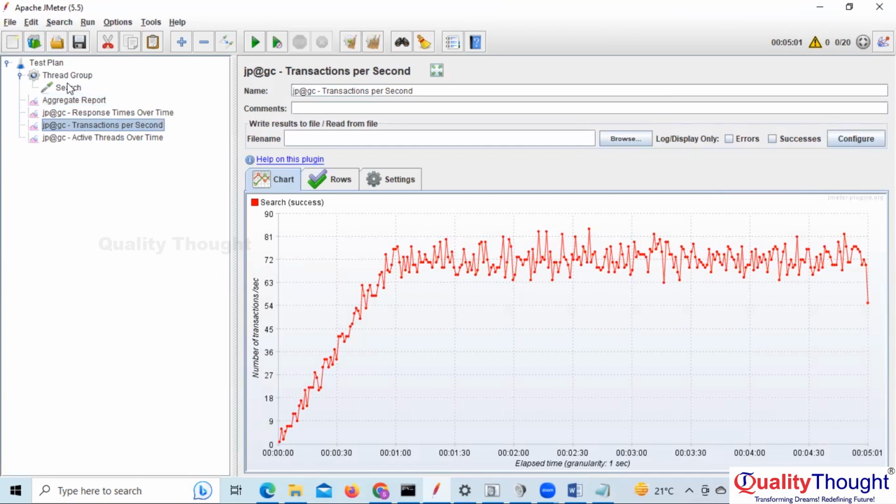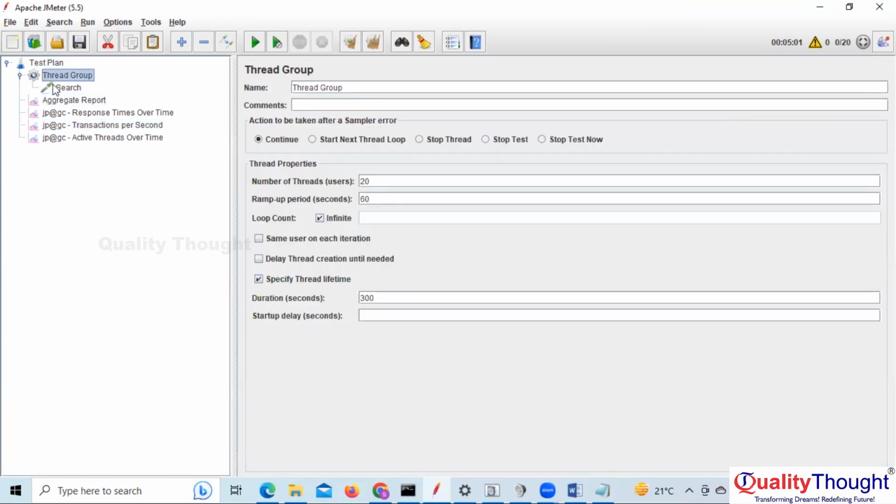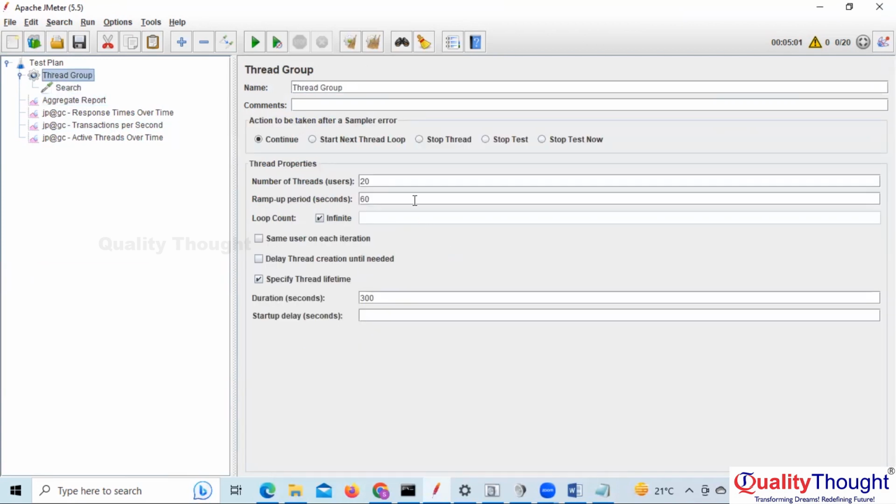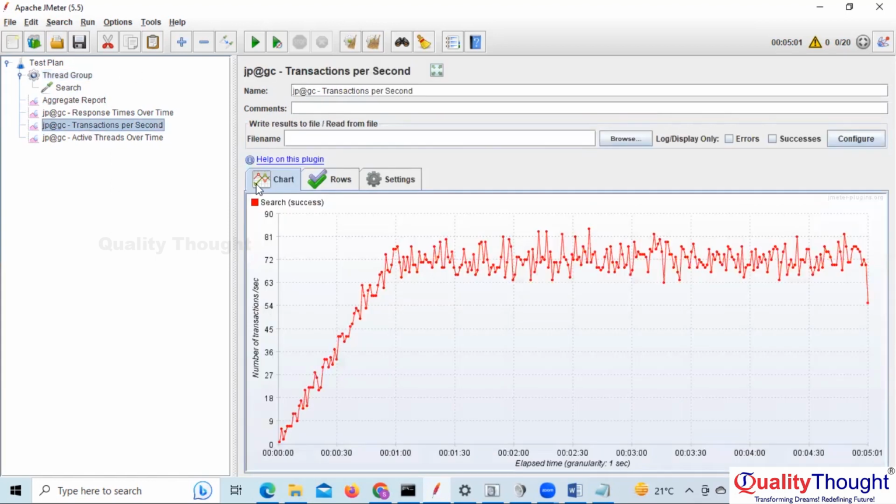See, simple. I am doing a search transaction here, and I am running with 20 users. I am running with 20 users for 5 minutes. Forget about this time. I'm running with 20 users, maybe with 3600 seconds also, like 1 hour also. So how many transactions per second am I achieving when I'm running with 20 users?